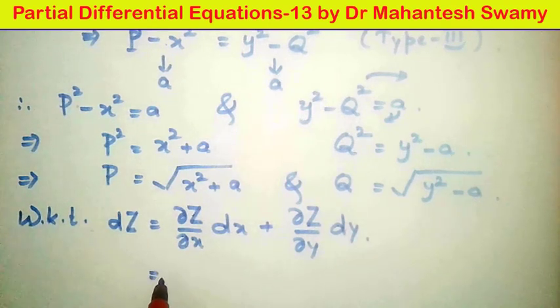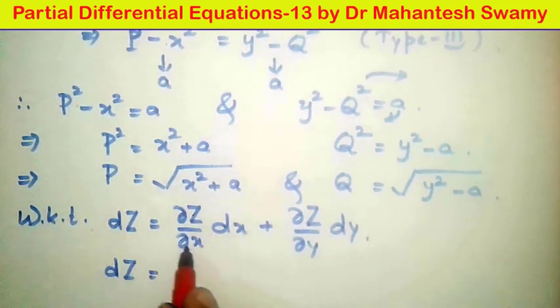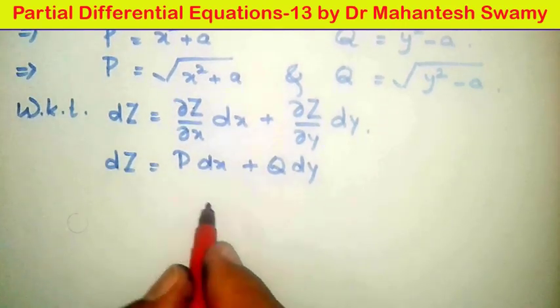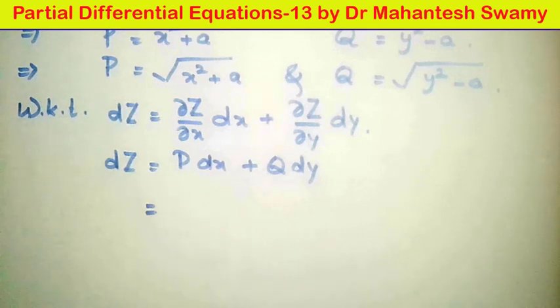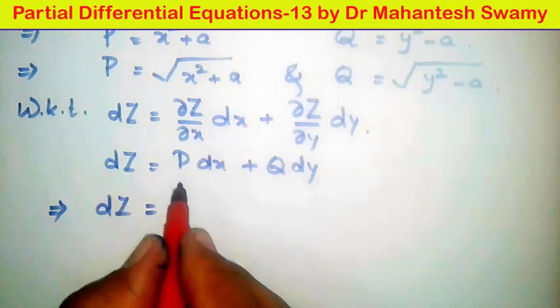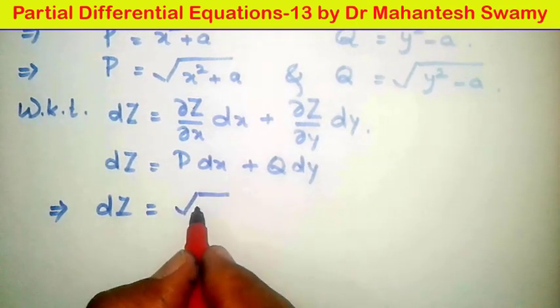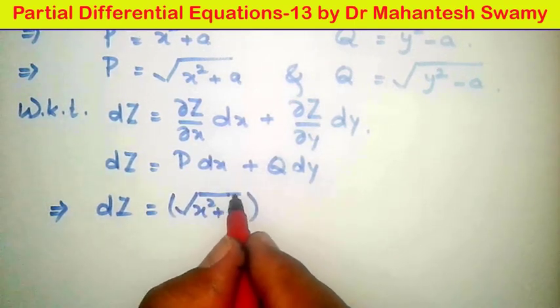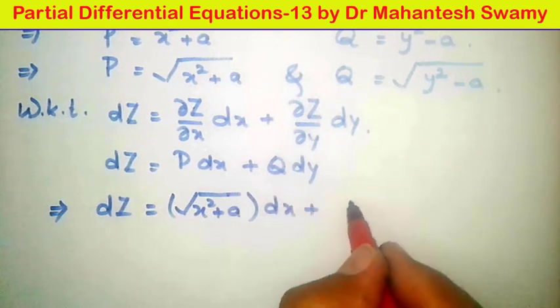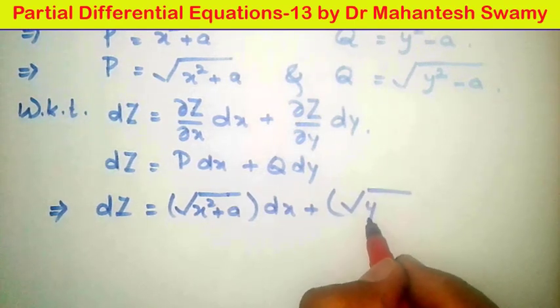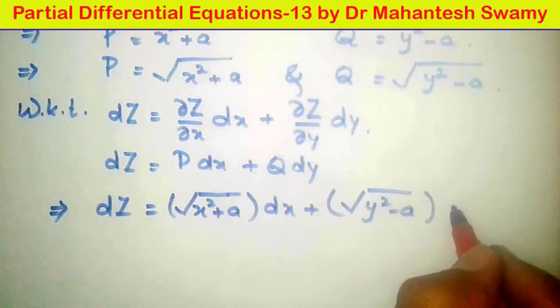So the meaning is here, dZ, the total differential of capital Z, is ∂z/∂x, which is capital P, dx, plus this, capital Q, dy. So let us substitute the values of capital P and capital Q on both sides. That implies dZ equals, P value here is square root of x square plus a on the right hand side, the first term dx, plus the second term on the right hand side, the value of Q to be substituted, that is square root of y square minus a into dy.